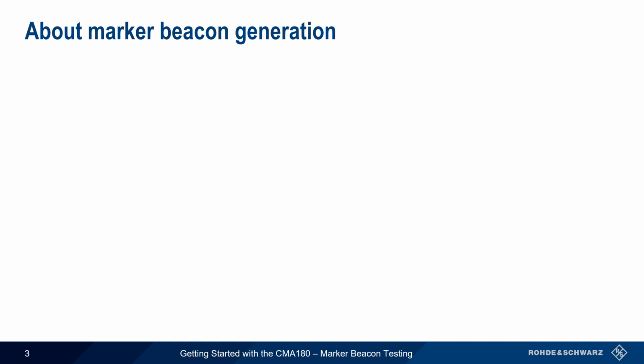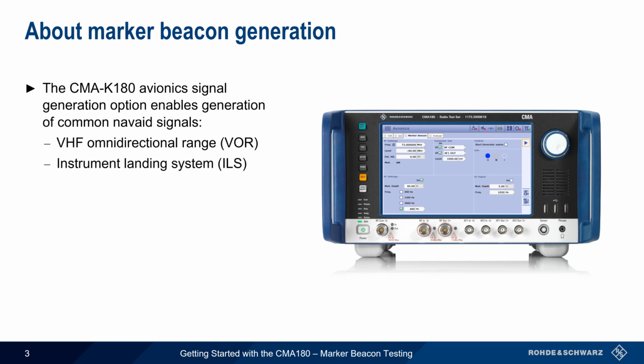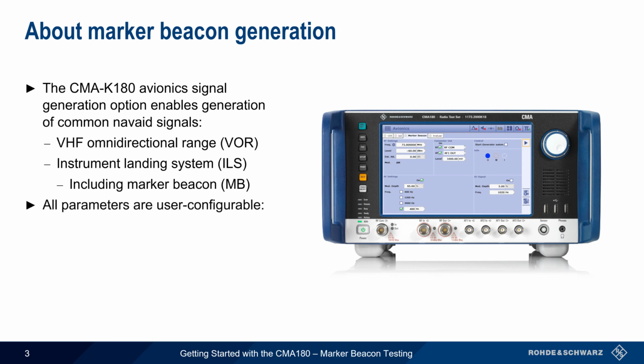The CMA180 option enables generation of avionics nav aid signals, including those used in VOR, or VHF omnidirectional range, as well as in ILS, or the Instrument Landing System. Marker beacons are part of ILS, and thus marker beacon signal generation is also enabled by this option. All marker beacon parameters are user configurable.